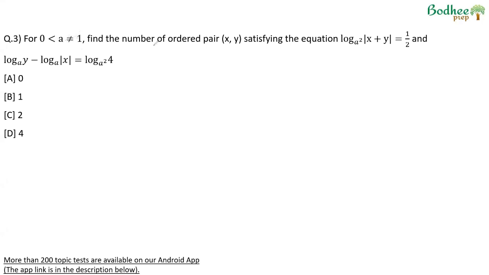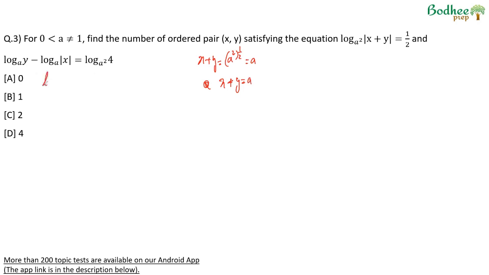For a greater than 0, not equal to 1, find the number of ordered pairs x and y satisfying the equation: log of mod of x plus y to the base a square is 1 by 2, and log of y minus log of x to the base a is log of 4 to the base a square. From here, in the first one, we can write x plus y will be nothing but a square to the power 1 by 2, which is a. So x plus y is equal to a.